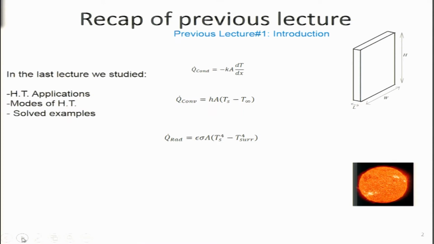Before I start this lecture, let me do a brief recap of what we have done in our previous lecture. The previous lecture was titled Introduction, and there we studied the different modes of heat transfer, starting with conduction, convection and radiative heat transfer. And we looked at some solved examples, for instance, like it is shown over here. What is the typical rate of heat transfer across a plane wall? Then we tried to estimate the rate at which radiative energy is being emitted by the sun.